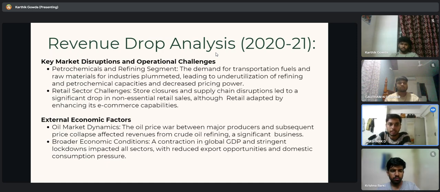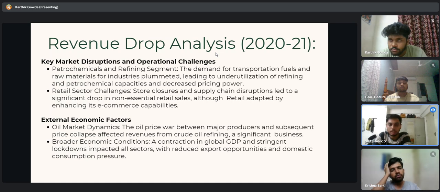Next comes the retail sector challenges. The stores were closed, and the supply distribution led to more cost. The transportation of the goods cost more, as there were essential retail sales, and for non-essential retail sales like gold and clothes, this actually reduced the income of the company.